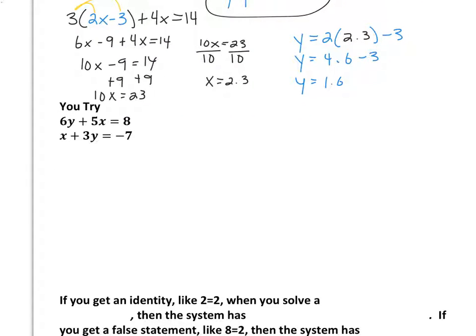All right, so here's another one for you to try, similar to the one we just did. Go ahead and pause the video, work through this one on your own, and then come back and we will finish up this lesson.